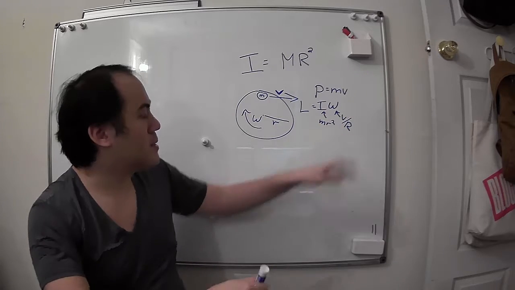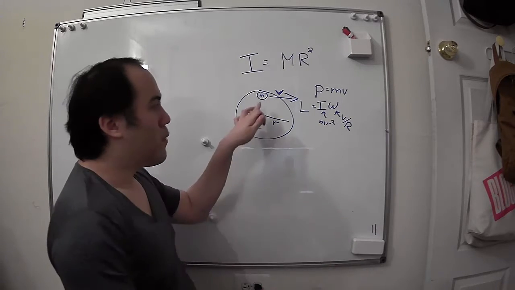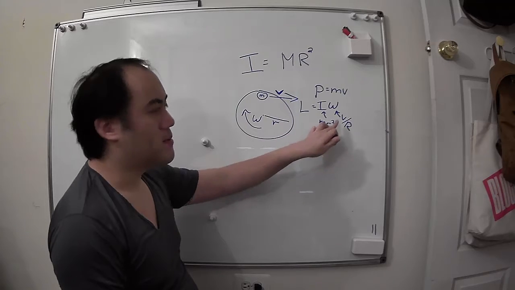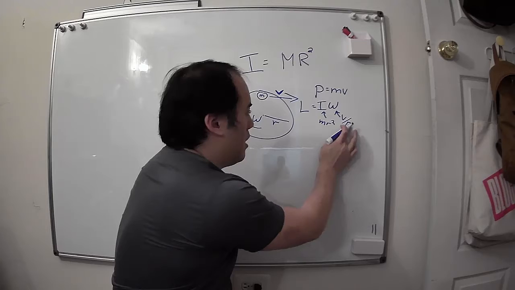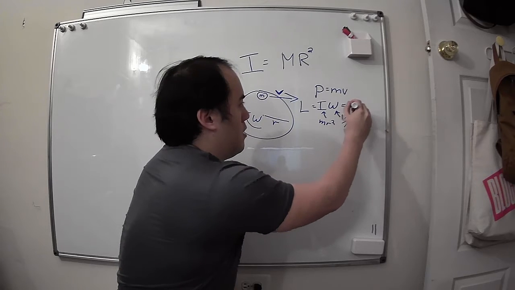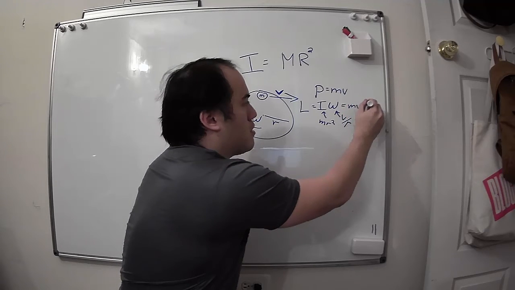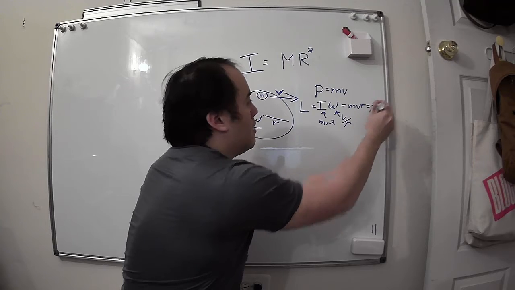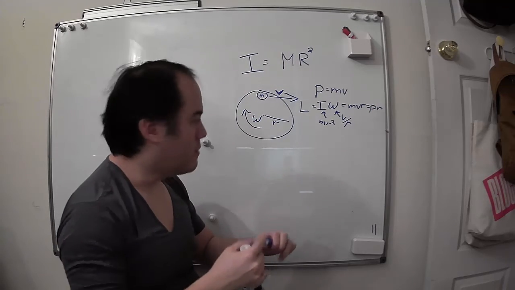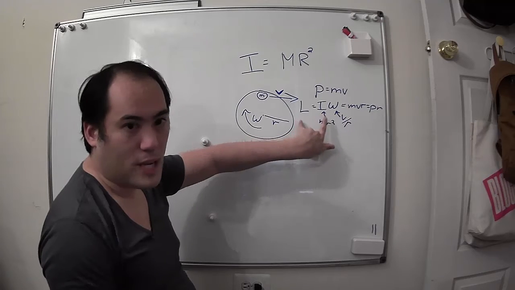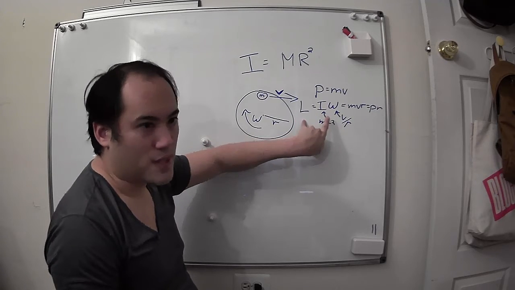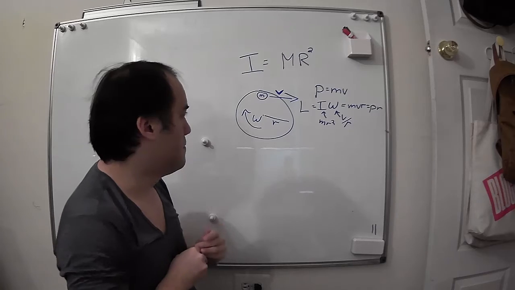And if you did some substitution for a particle, mr squared times v over r gives mvr. And L equals I omega. So that's also nice, but mvr is only for a particle. L equals I omega is for everything, like disks, balls, spheres, hoops, whatever.